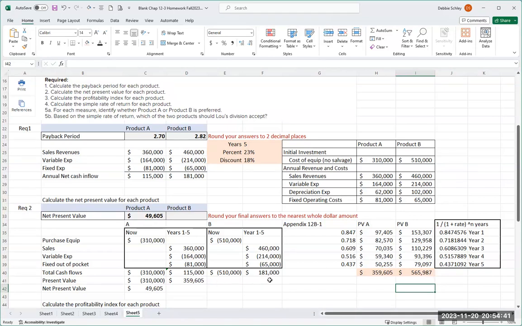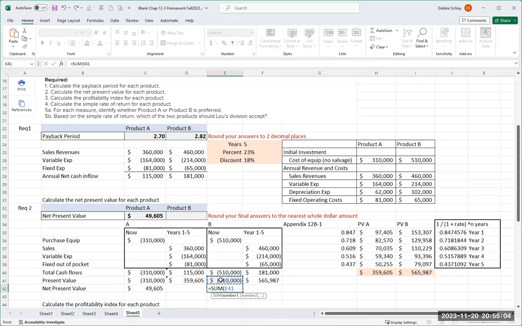So let's see, right here, we know the now for B just equals that. That's the present value of now. There's no discount factor. And then the present value of years 1 through 5 for B is that total right there. So then the next present value is the sum of the outflows and the inflows. So product B equals 55,987.